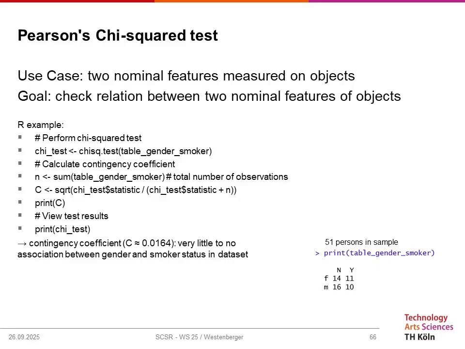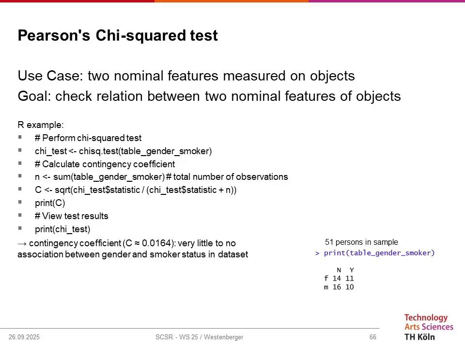Yes, and often a measure of the strength of the association, like the contingency coefficient, C. The example in the sources mentioned a C-value around 0.0164, which is tiny, suggesting almost no association in that particular case, even if the p-value showed significance. Okay, so Pearson's chi-squared for association between two nominal variables.